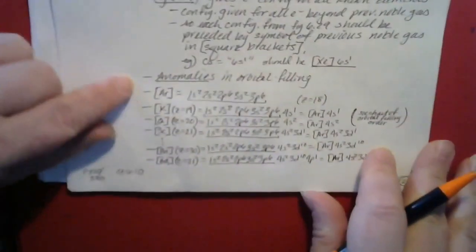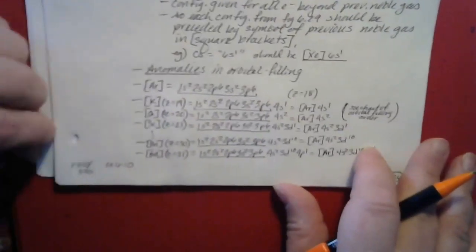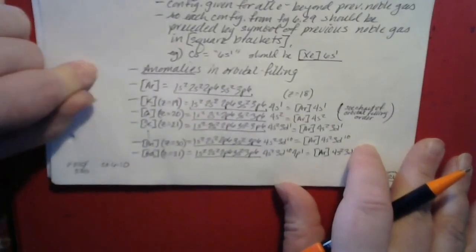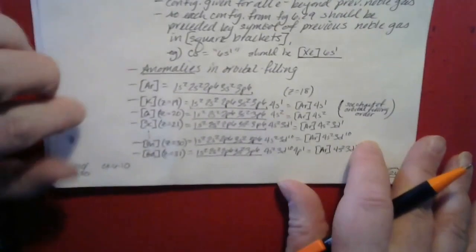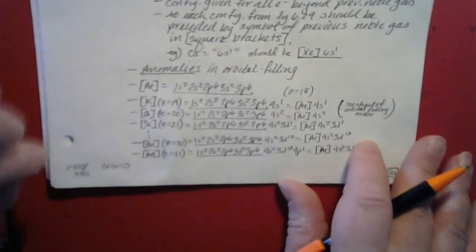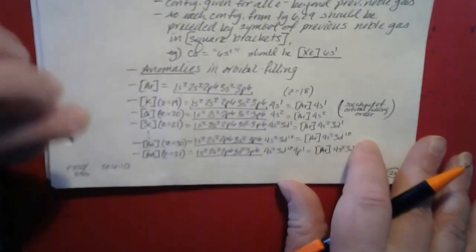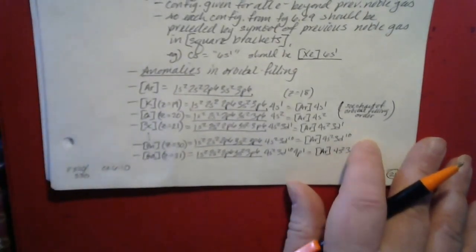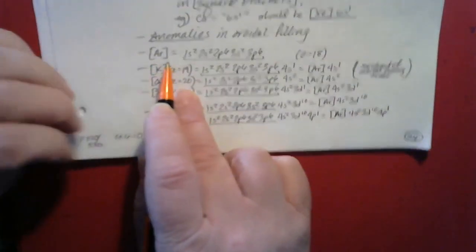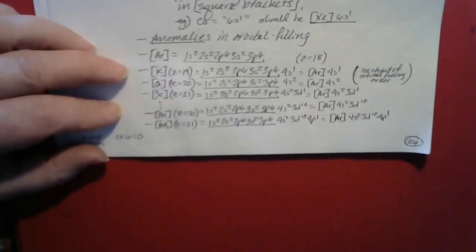There are some anomalies in orbital filling. Even if you get the orbitals in the right order, there can still be some anomalies in the way the electrons go into the individual orbitals of a given type. So, of course, there are always exceptions, and then there are exceptions to the exceptions. So, just looking at some of these electron configurations here.